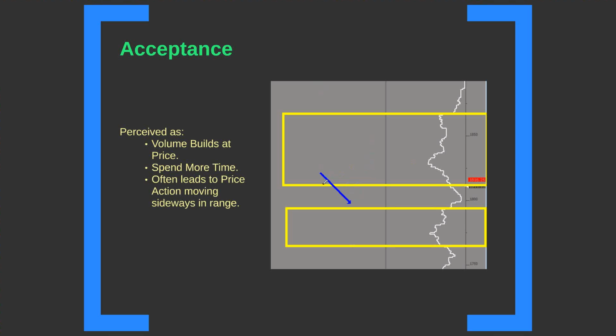So market goes down here. Let's say it's been trading in this range. And I'm going to show you some examples on the charts. Market goes down to this low volume area. We're trading right down there.